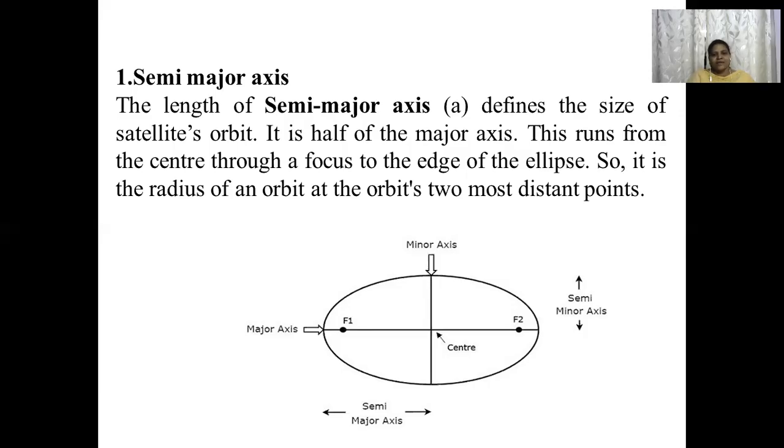We know a satellite orbit will be there. Now, the size of that particular orbit will be given by the semi-major axis. Semi-major axis is nothing but half of the major axis. This runs from the center through a focus to the edge of the ellipse. So it is the radius of an orbit at the orbit's 2 most distant points. Here in the diagram you can see semi-major axis at the bottom.